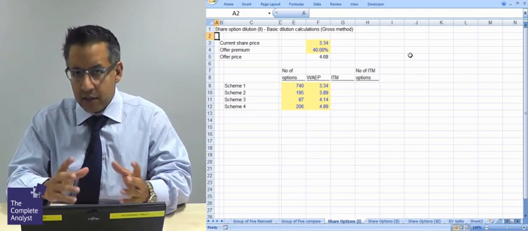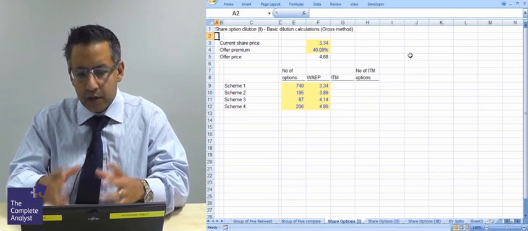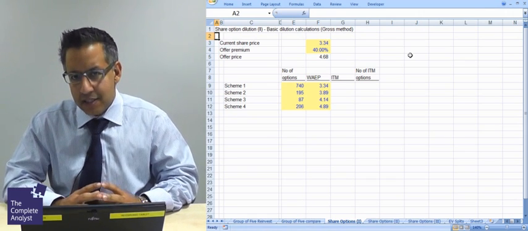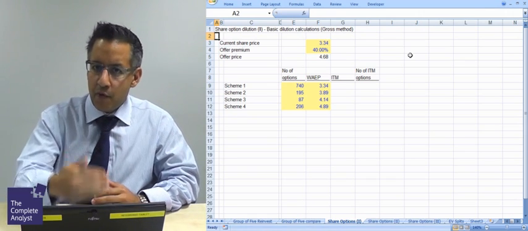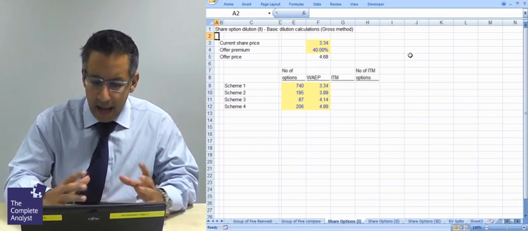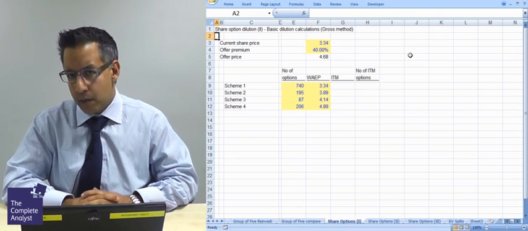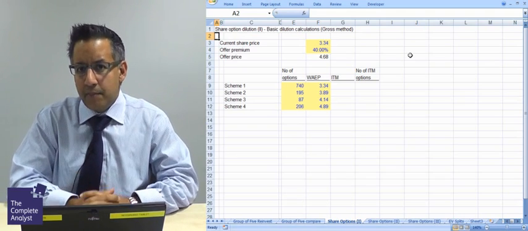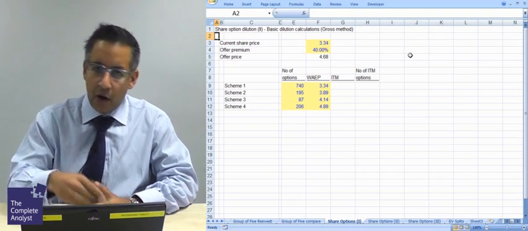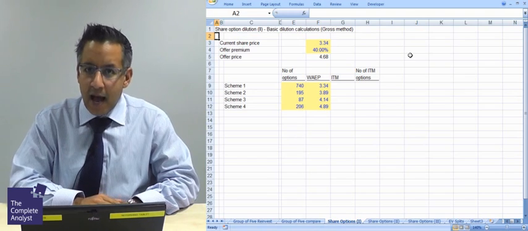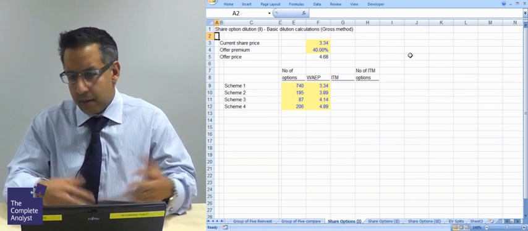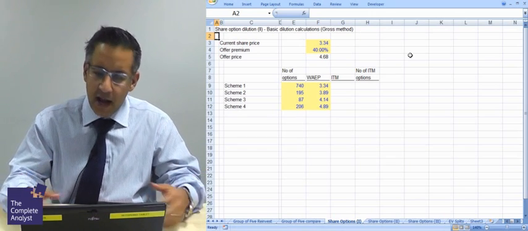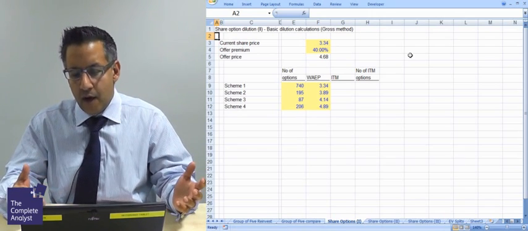We're going to do it through a couple of different methods in following videos, but this one is the gross method. I think it gives us the clearest information of what the movements are on the share options. Now, before we even start on the calculation, we're going to work on the assumption that you have a share option. I'm going to take over your company, and in taking over your company, I'm going to offer you $4.68, and you have share options that can be exercised at $3.34, $3.89, $4.14, and $4.89.